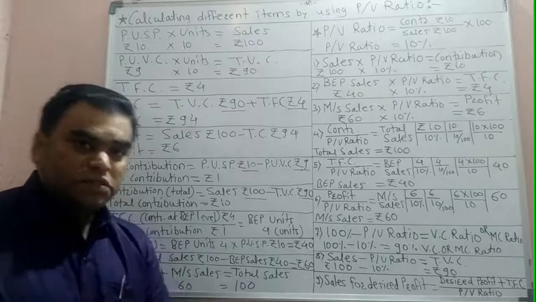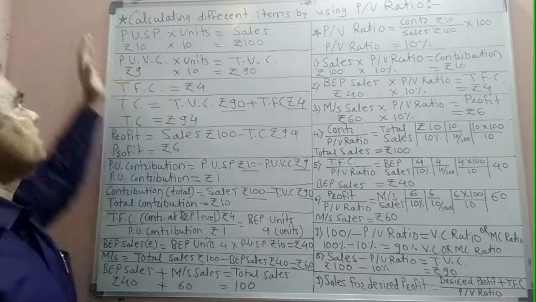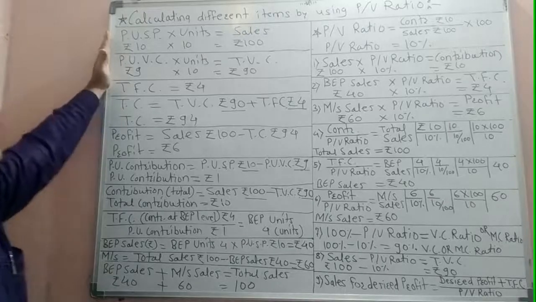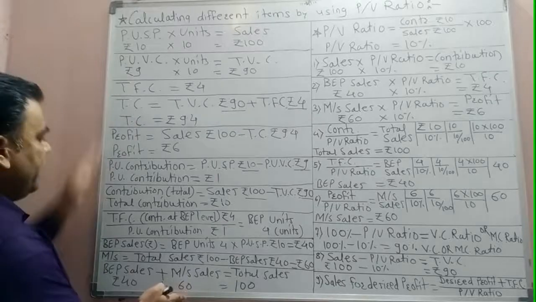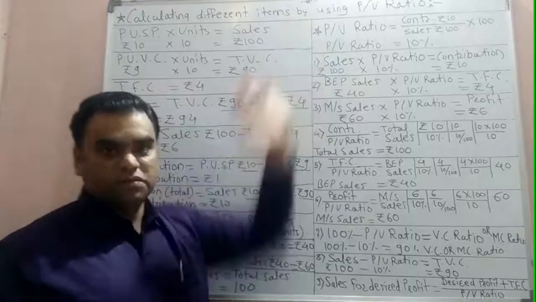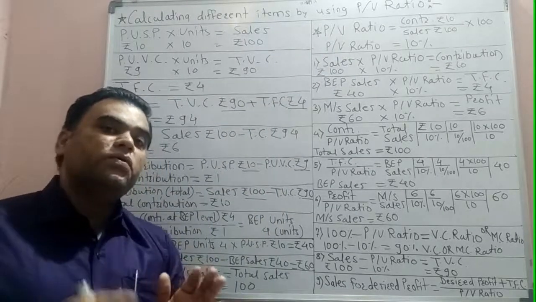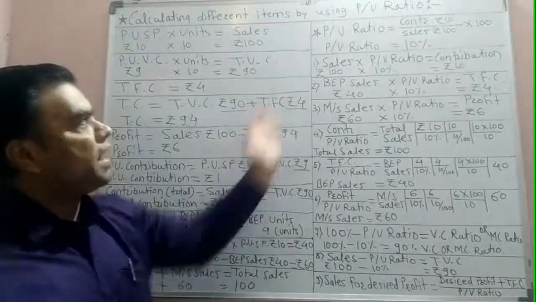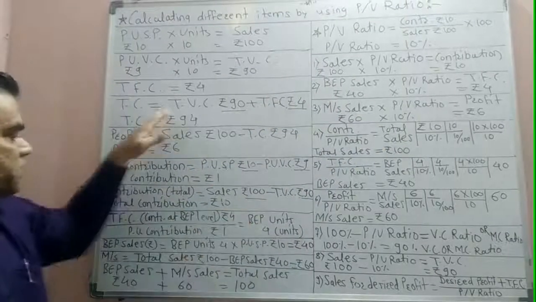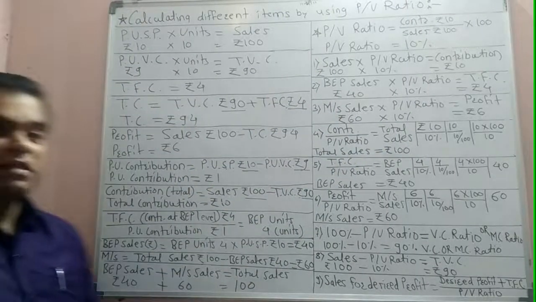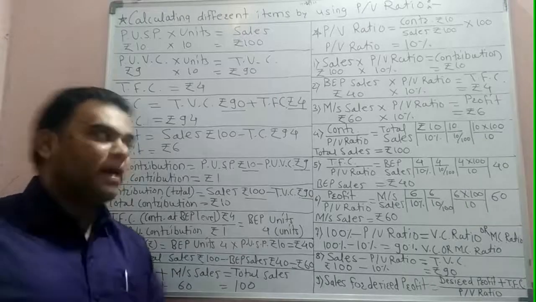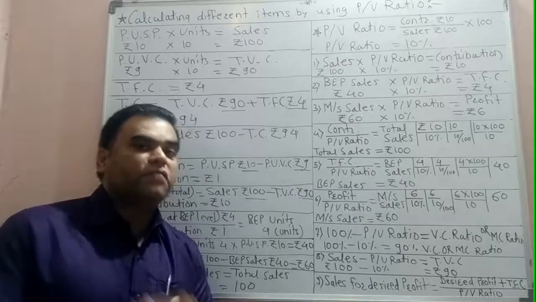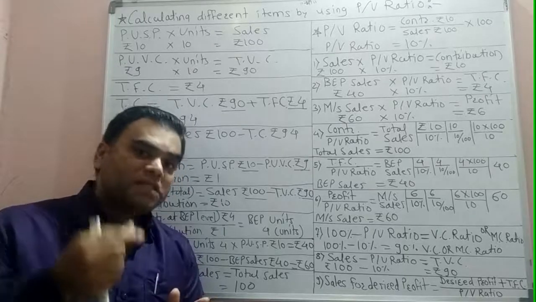What we discussed up to this stage, we have discussed one problem. This is our data given in the problem, and by using that data we have found out these items. Now we are going to verify how we can calculate these items by using PV ratio. The items which we have calculated here, the same items we can calculate by using PV ratio. Because in problems of marginal costing technique, we have to calculate missing figures.